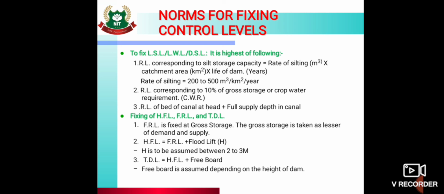Then fixing of high flood level, full reservoir level and top of dam level. Full reservoir level is fixed at gross storage. The gross storage is taken as the lesser of demand and supply. So high flood level is equal to full reservoir level plus flood lift. So flood lift is to be assumed between 2 to 3 meter. So top of dam level is equal to high flood level plus freeboard. Freeboard is assumed depending on the height of the dam. So these norms will help you in solving numericals.